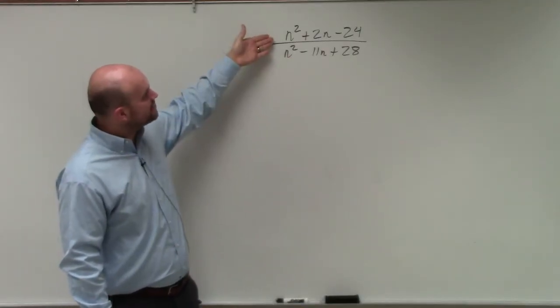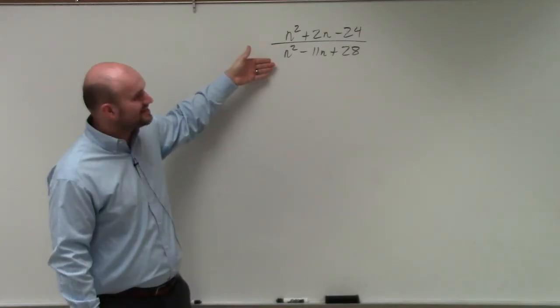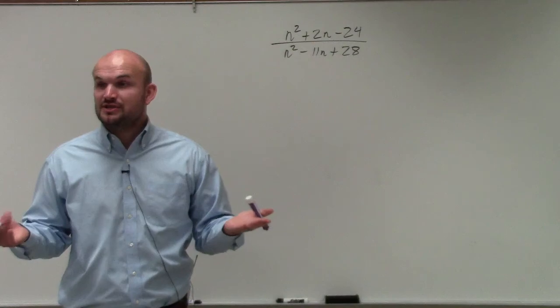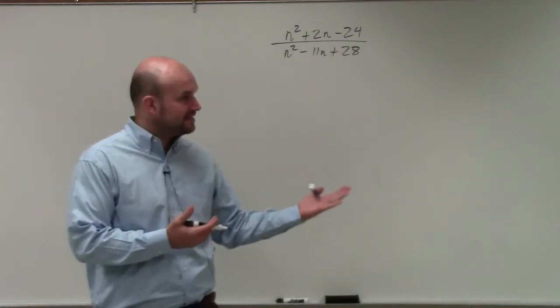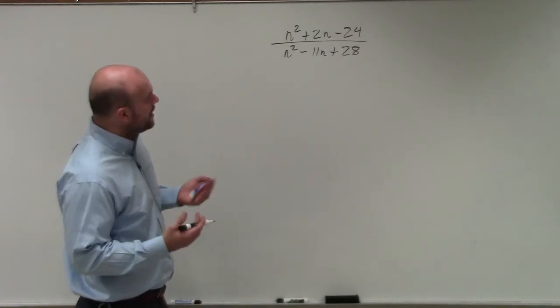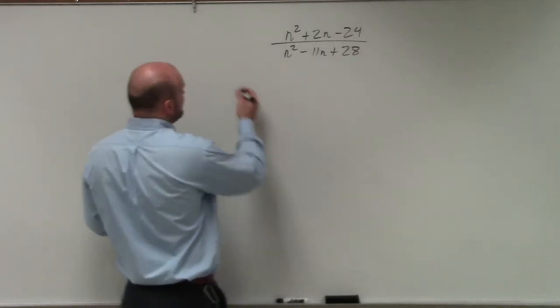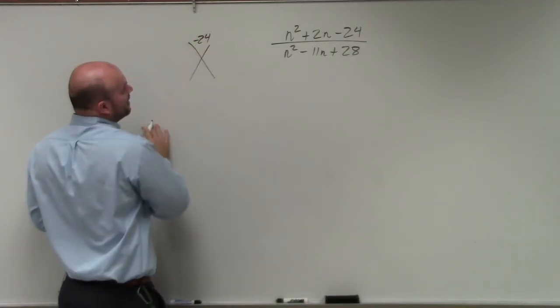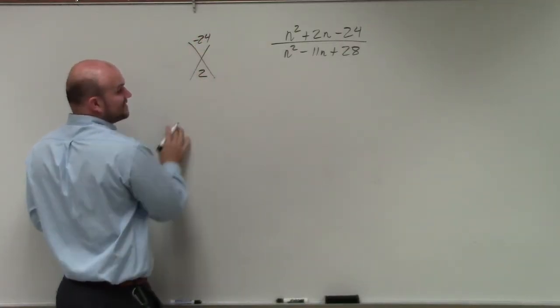And you can see we have a trinomial in the numerator and a trinomial in the denominator. Hopefully so far in your math studies, you've noticed that trinomials often can be factored. Not always the case, but a lot of times we can go ahead and factor them. So basically, again, when factoring the numerator, we're looking for the numbers that multiply to give us negative 24, then add to give us 2.